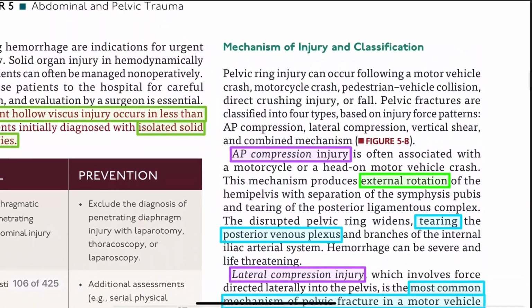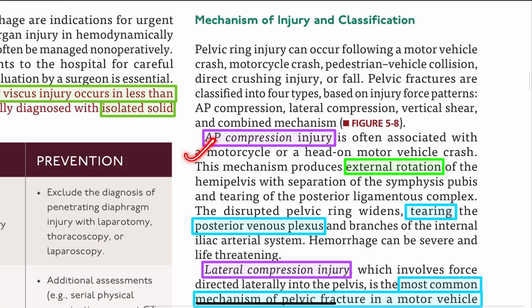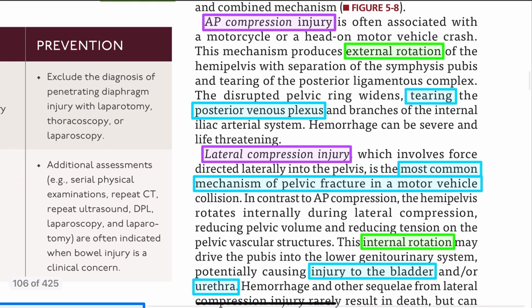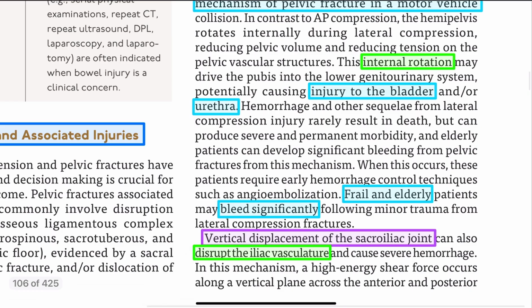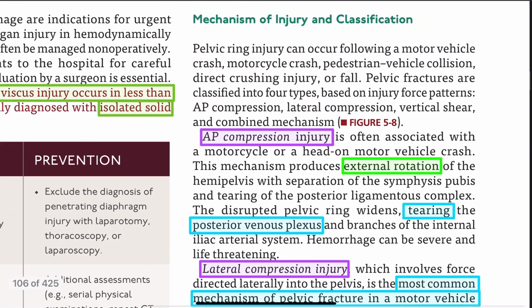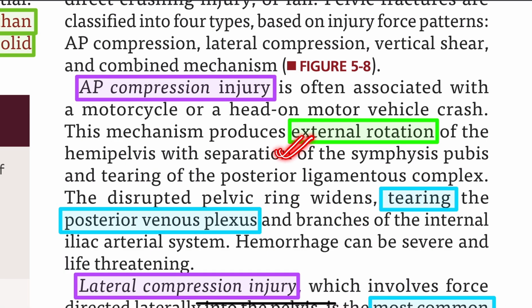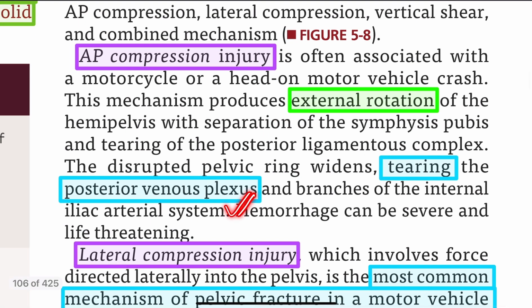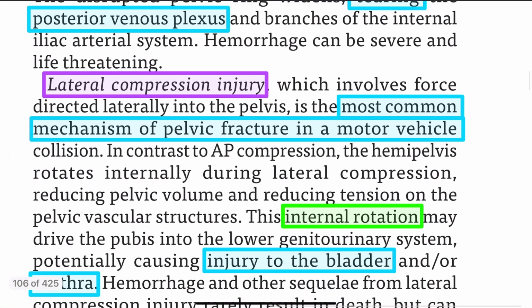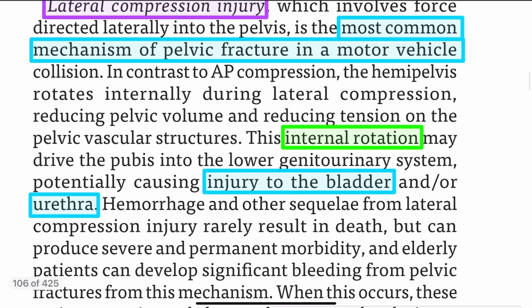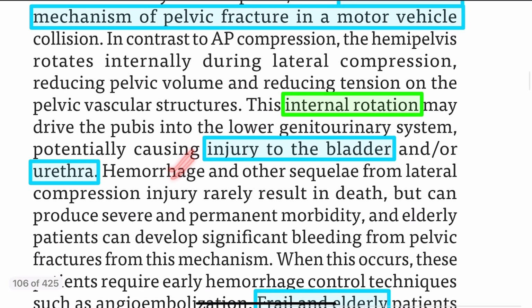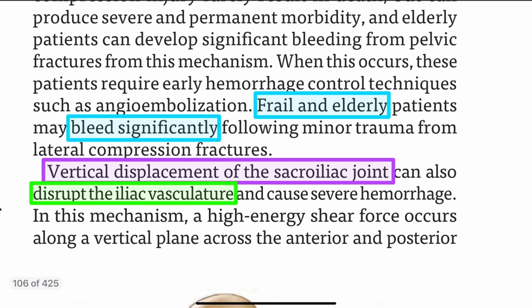The mechanism of pelvic fracture can be AP (anteroposterior) compression, lateral compression, and vertical displacement of the sacroiliac joint. In AP compression there is external rotation, important, and tearing of the posterior venous plexus. Lateral compression is the most common mechanism of pelvic fracture in motor vehicle accidents, with internal rotation and injury of the bladder and urethra. In frail and elderly patients, there is a high chance of bleeding. Vertical displacement of the sacroiliac joint disrupts the iliac vasculature.